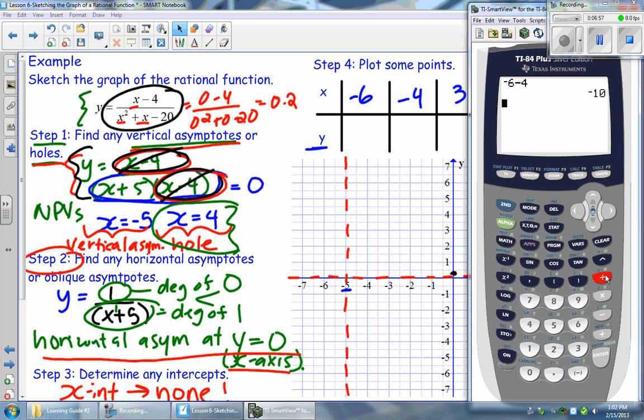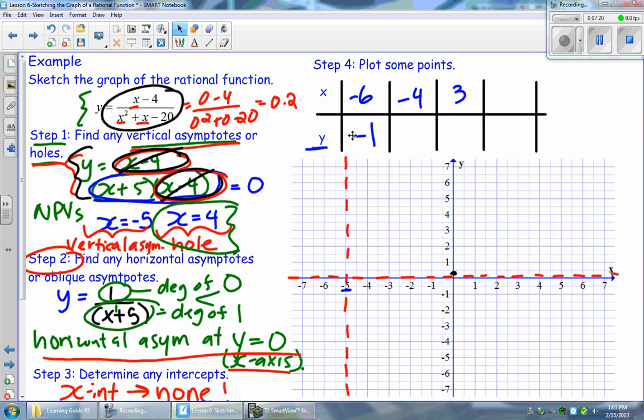And we're going to divide that value by the expression on the bottom here. So we have -6 squared, plus -6 minus 20. Okay, put brackets around your denominator. And we get a value of -1. So that's the corresponding y value.